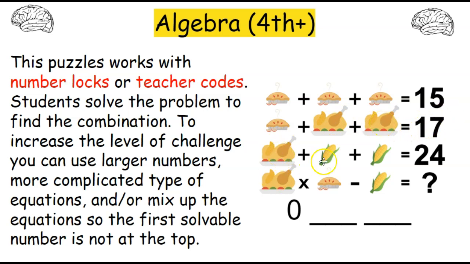So now we have the 6 and we have the 2 corns. So we subtract the 6 from the 24, which is going to get us 18, which tells us that the corn here has to be 9. And then we take those 2 numbers here, the 6 and the 5, multiply them together, giving us 30 minus the corn, which is 9. So our combination is going to be 0, 2, 1.